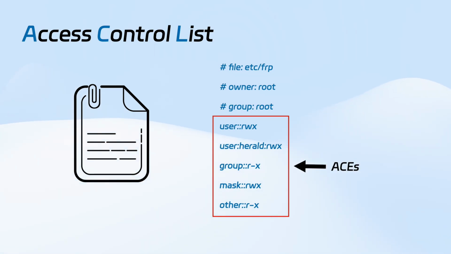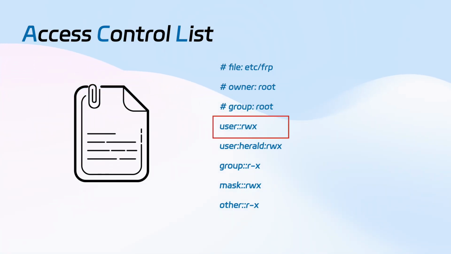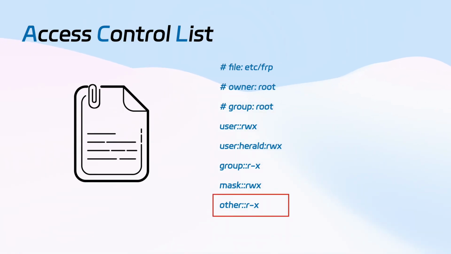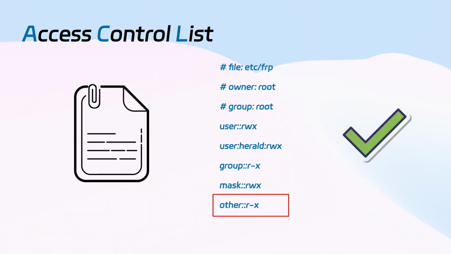Each ACE is an independent permission rule. When a subject tries to access a resource protected by an ACL, the system checks the entries in the list one by one. Once a rule matching the subject and the requested operation is found, the system will either grant or deny access based on that rule and stop further checks.